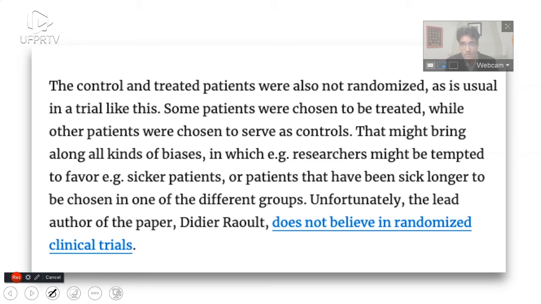Some patients were chosen to be treated, while other patients were chosen to serve as controls. That might bring along all kinds of biases in which, e.g., researchers might be tempted to favor sicker patients. So there was a suspicion of a possible researcher bias. That bias would ideally be included in a discussion section to say, okay, yeah, there could be some bias, admittedly, but, and there's that but in there. So there are limitations that are pointed out by Elizabeth Bik in this critique, which is also on Moodle, by the way.